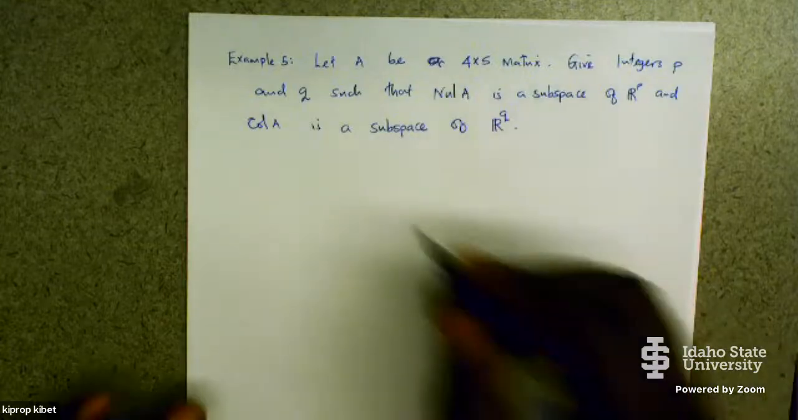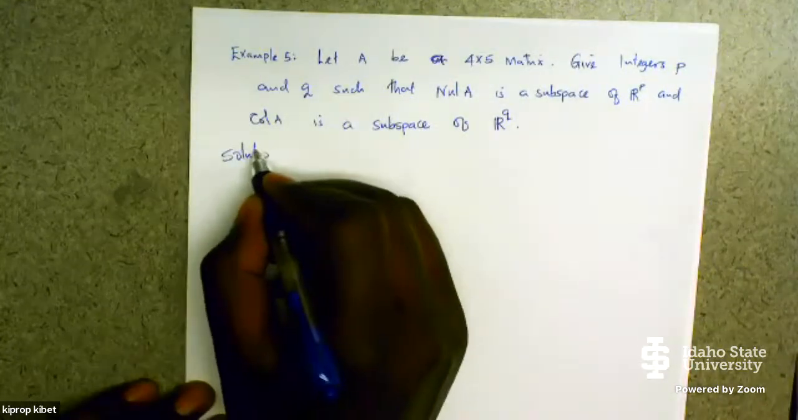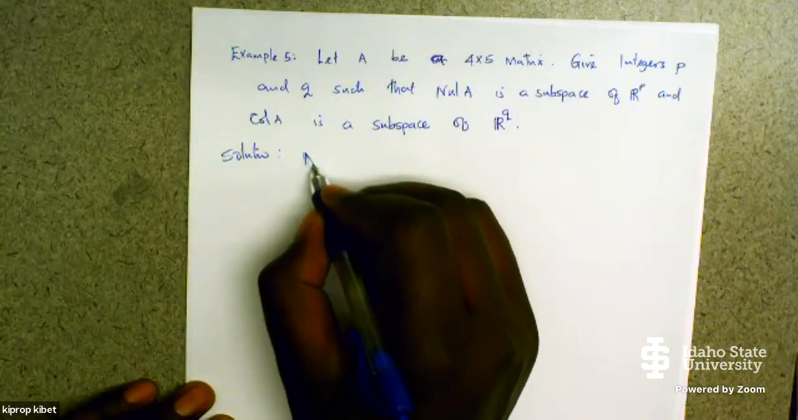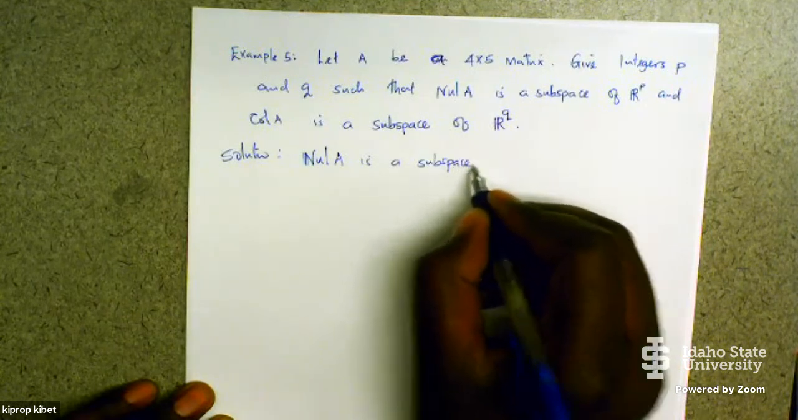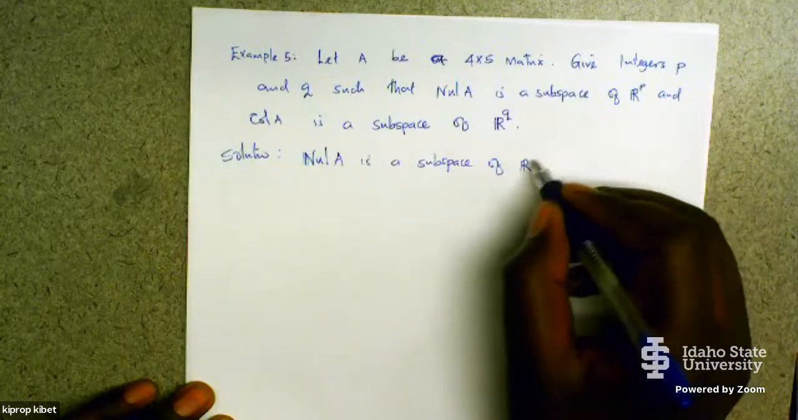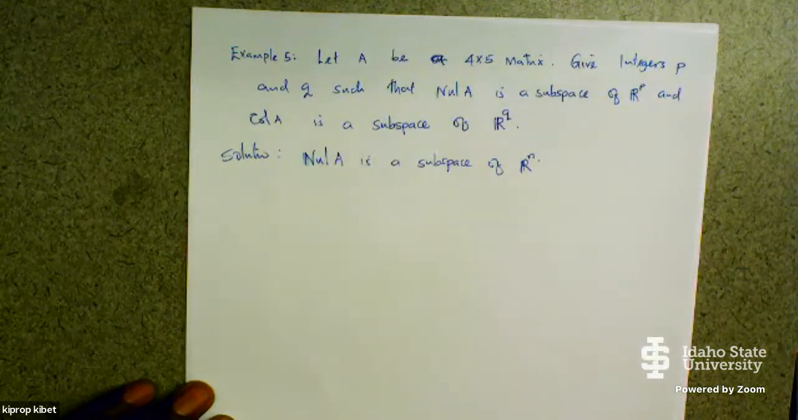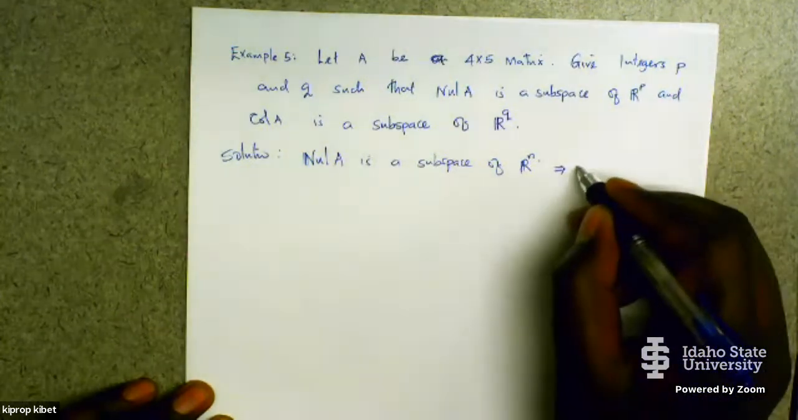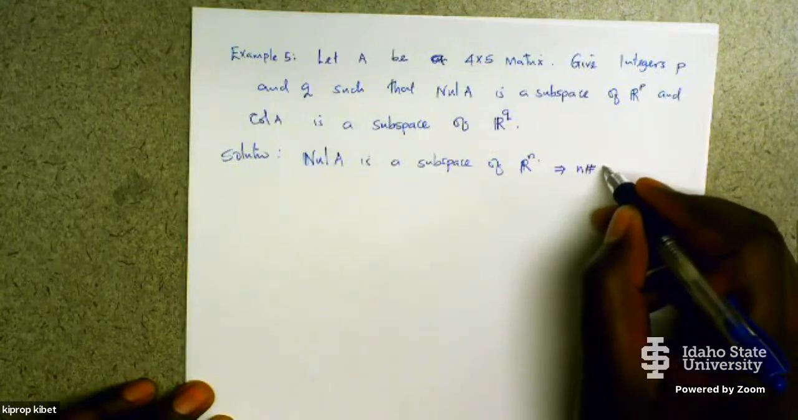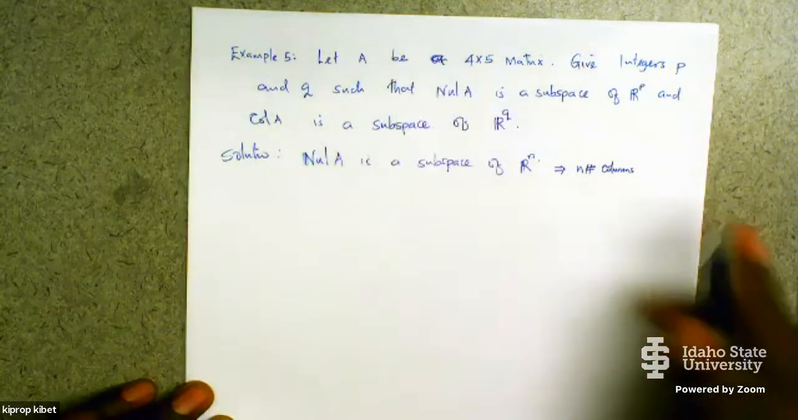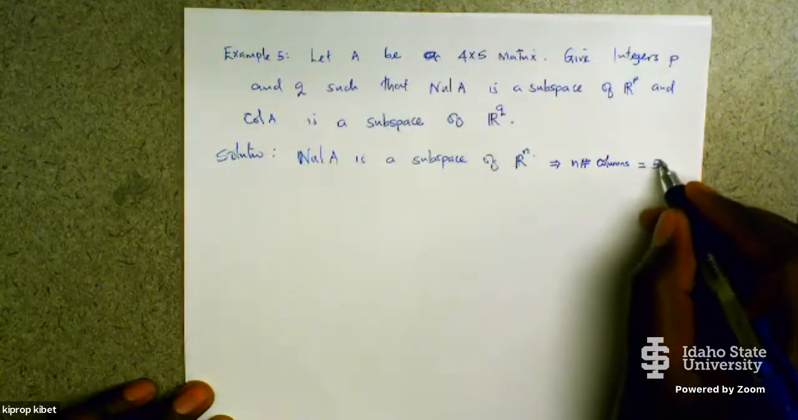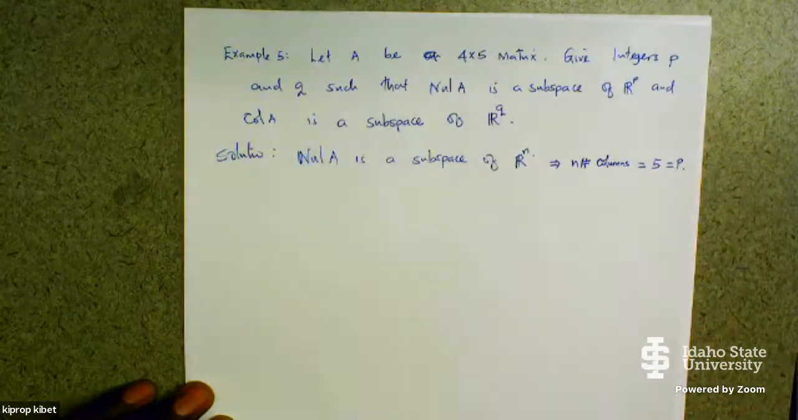So from there, solution. So we know that the null space of A is a subspace of what? R what? Rn, right? And n is the number of columns. And the number of columns here is 5. So this is equal to P.